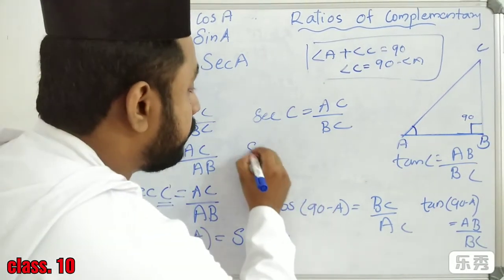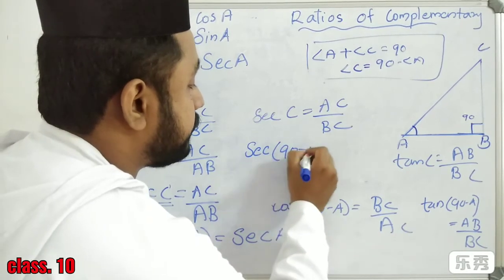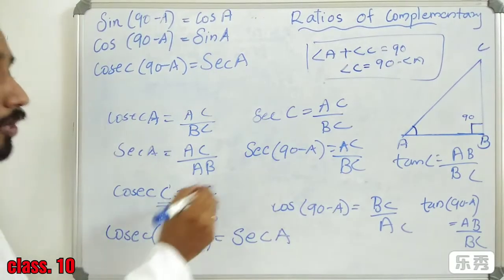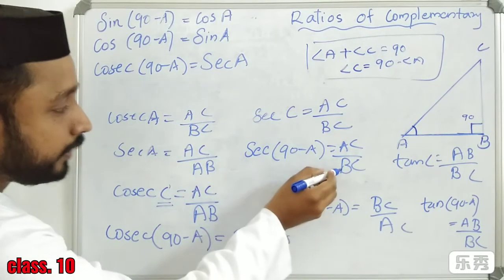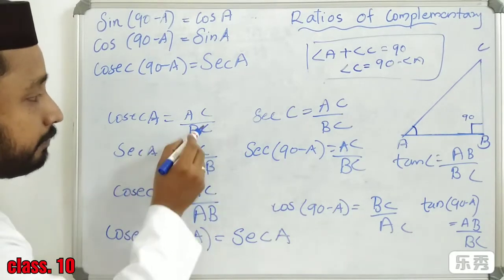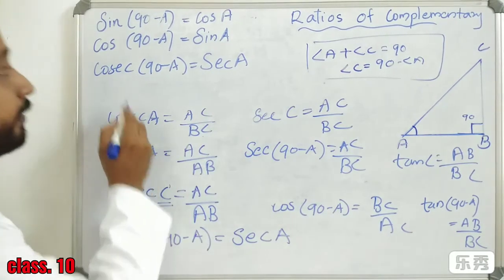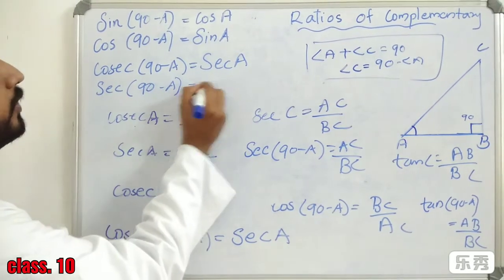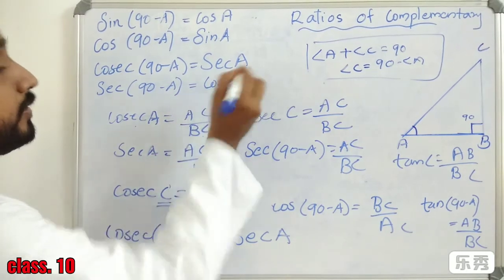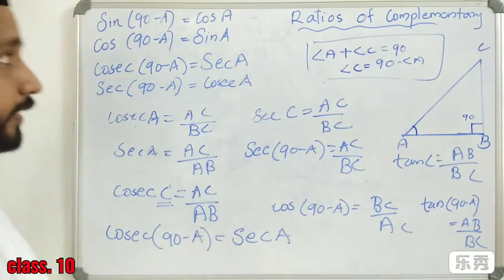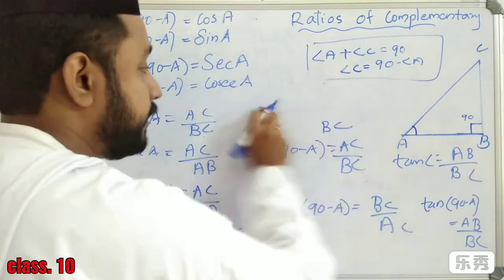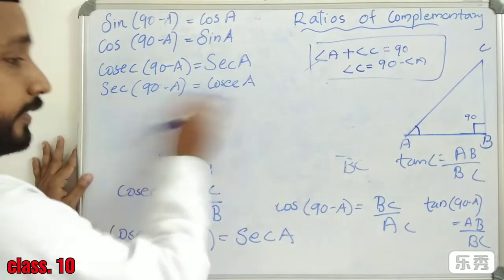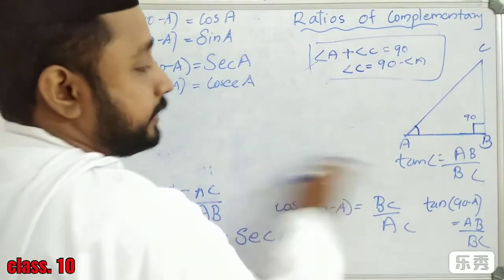Instead of C, I am going to give 90 minus A. Sec 90 minus A is equal to AC by BC. AC by BC is here, that is cosec A. So we got another formula: sec 90 minus A is equal to cosec A. So we got cosec 90 minus A is equal to sec A and sec 90 minus A is equal to cosec A.